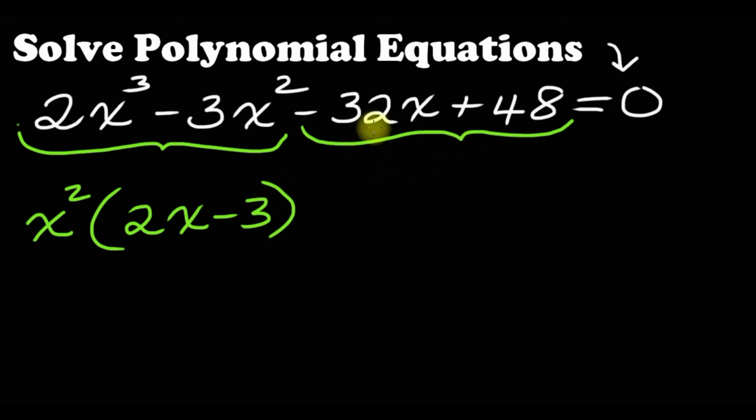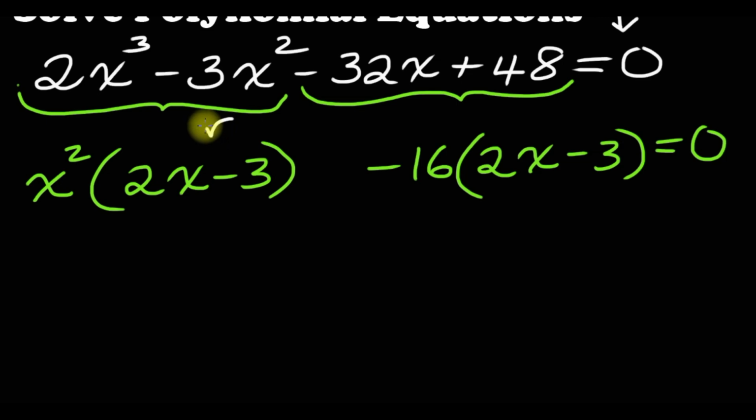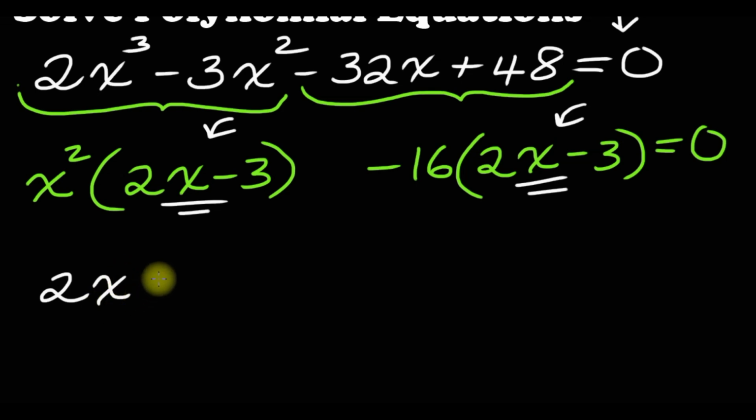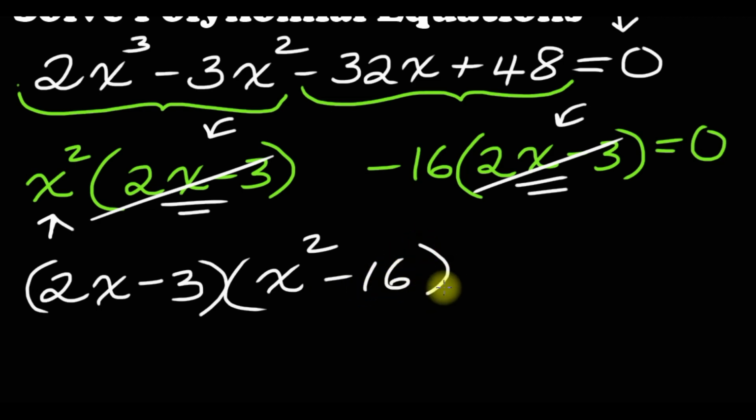And then the second group, the greatest common factor is going to be negative 16. If I pull out negative 16, I have 2x minus 3 left over. If you look inside the parentheses, you have a common binomial. See how you have 2x minus 3 and then 2x minus 3? So we're going to pull that out. That is your common factor. So 2x minus 3, and then you're left with x squared and then negative 16 equals 0.